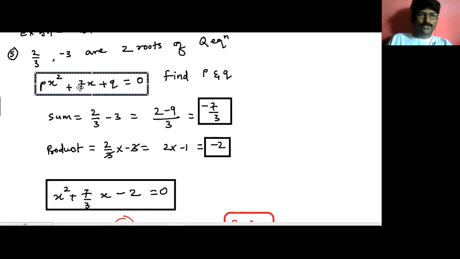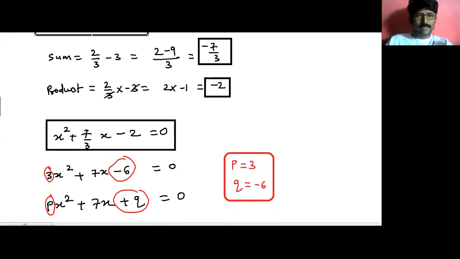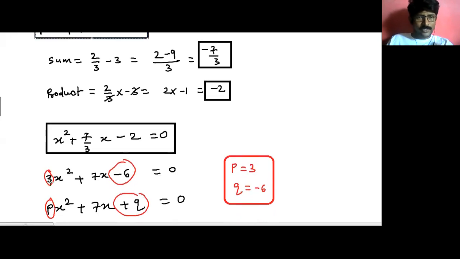Why can these two equations not be compared? Because here the coefficient of x is 7, whereas here the coefficient of x is 7 upon 3. So what we'll have to do, students, is take the LCM. The LCM should be 3. Now if you do that, you're going to get (3x square plus 7x minus 6) whole thing upon 3, which equals 0. But that whole thing upon 3, when you take it to the other side of the equation and multiply with 0, it will turn out to be 0, isn't it? 0 into 3 will become 0.